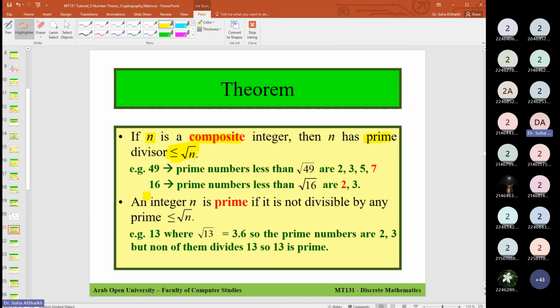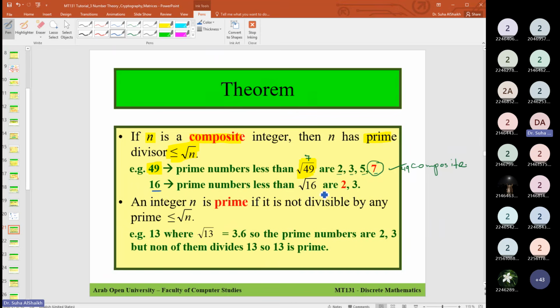For example, 49: if I want to check whether it is prime or not, of course we know 49 is 7 times 7. But if we want to check, we find the root of 49. What's the root of 49? It is 7. What are all the primes that are less than or equal to 7? They are 2, 3, 5, and 7. The 2, the 3, and the 5 do not divide 49, but the 7 does divide 49, so the number is composite. In this case, 49 is composite.